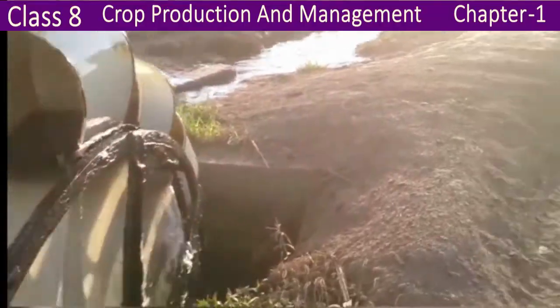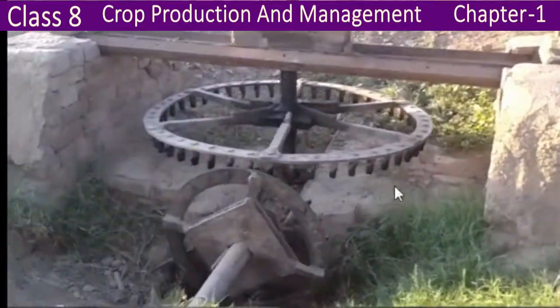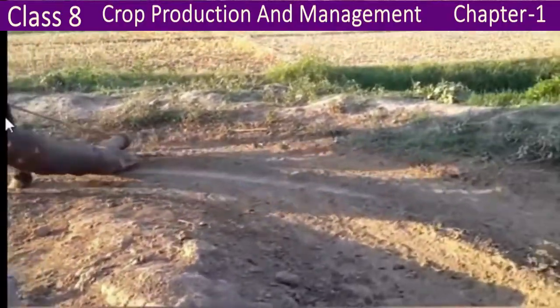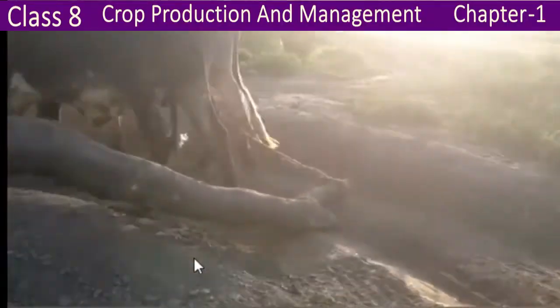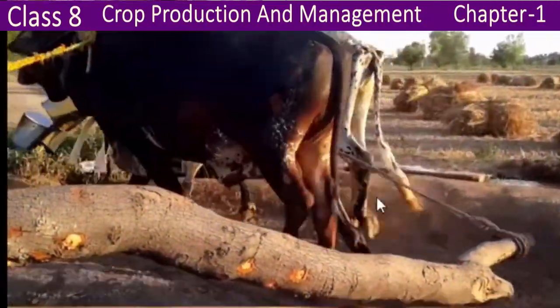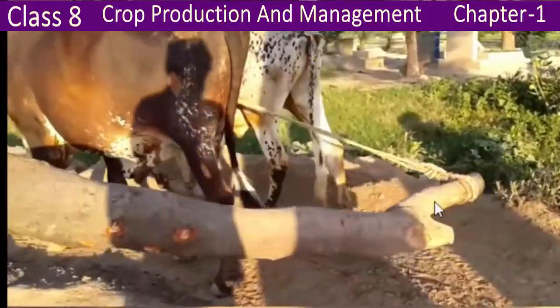The wheel is moving because the bulls are moving. It's connected with the wheel. There's a connection between that wheel and the bulls, this particular block of wood. That's it. Here the wheel is moving.